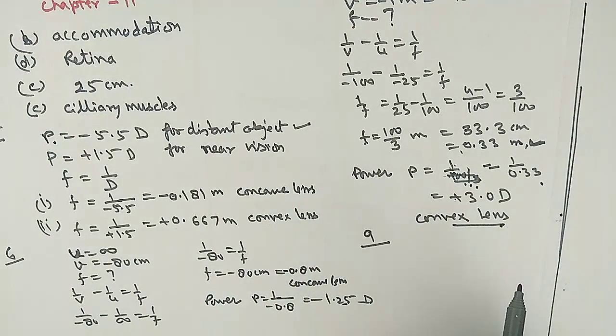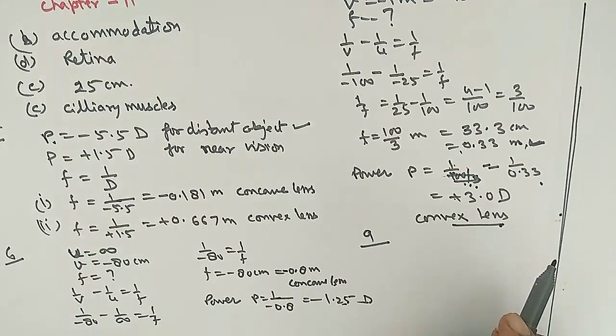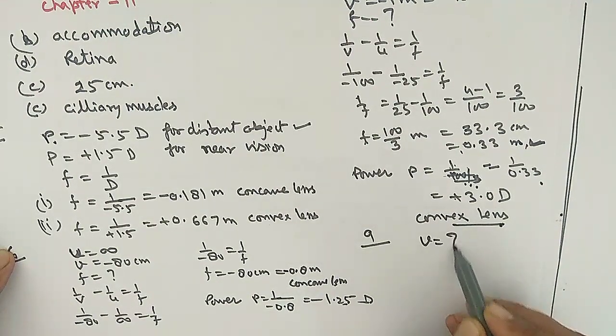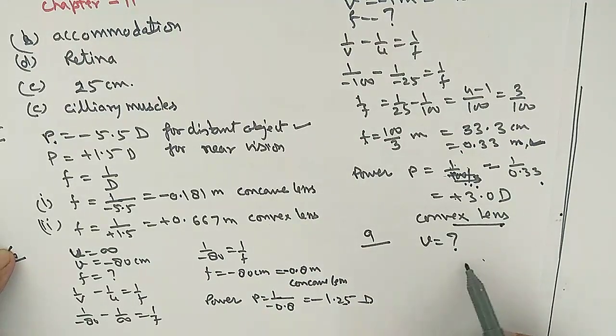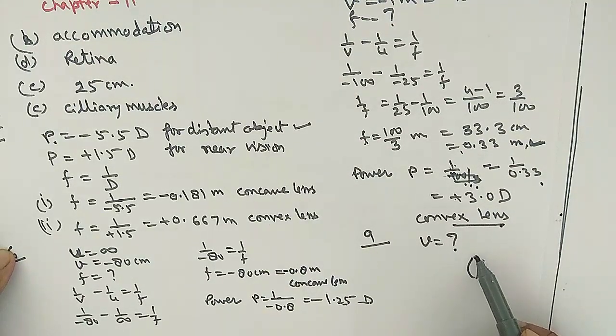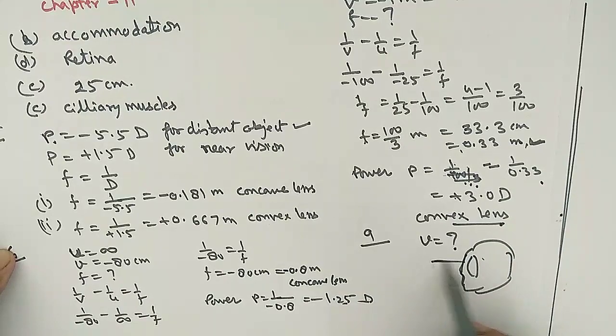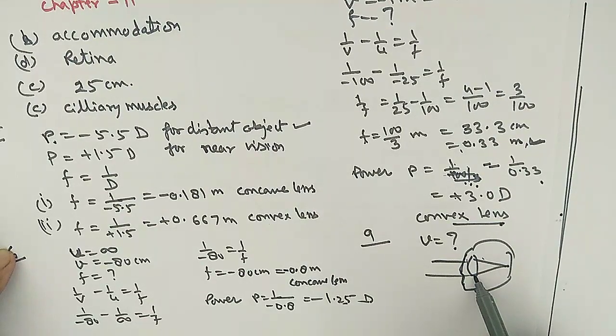Question number 9 asks what happens to the image distance in the eye when we increase the distance of an object from the eye. Means when you change the distance from the eye, what will be the change in the V? So as you know, focal length will change every time due to the action of the ciliary muscles. Image will be formed always at the retina. So V will not change.